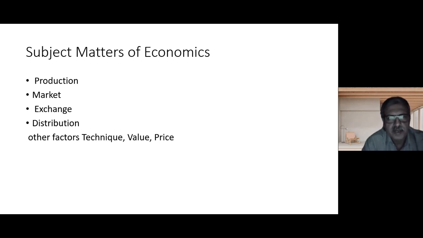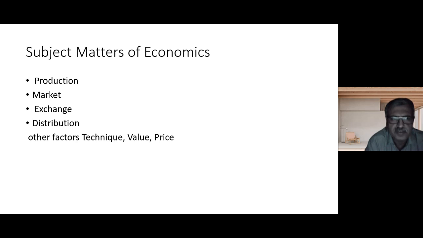The second one is market. When we make this product, we will sell it somewhere, right? So what is that area and how this market functions, we try to understand in the market concept. Exchange: we have made the goods and brought them to the market, now the consumer will buy and the seller will receive money. So how does this exchange happen, what are the rules of exchange? Money comes into the picture, so we try to understand the entire mechanism in exchange theory.